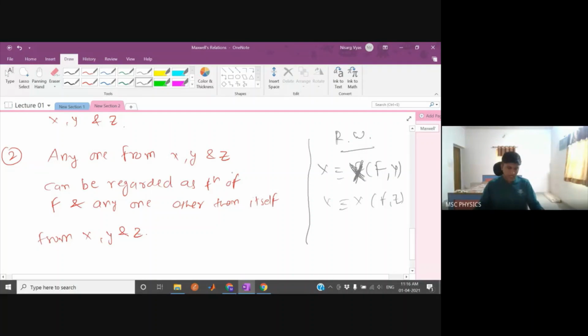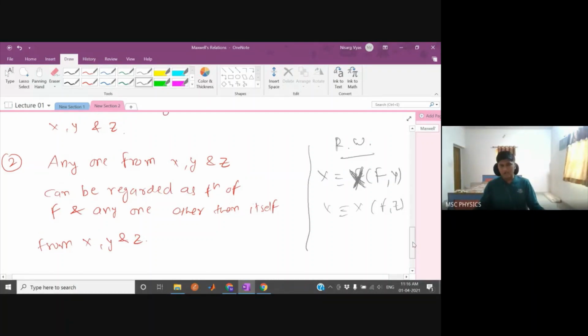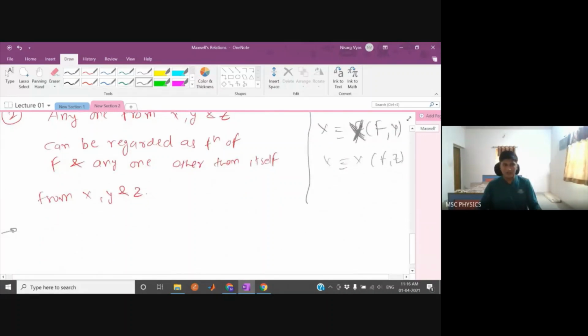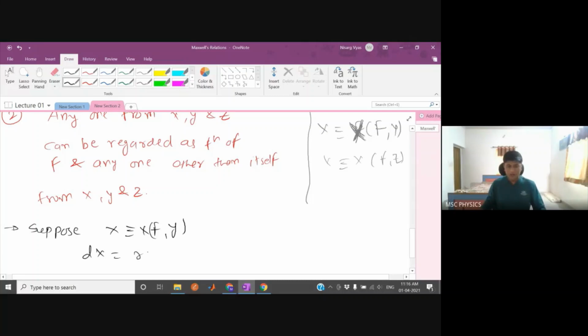This thing I am not proving, but I am just directly using these two things. Okay, I am not proving these two statements mathematically, but I am just directly going to use this. So let us use this, that suppose x can be regarded as a function of f and y. Suppose x is a function of f and y, so you can write dx equal to del x upon del f at constant y into df plus del x by del y at constant f dy. This is how you write dx.